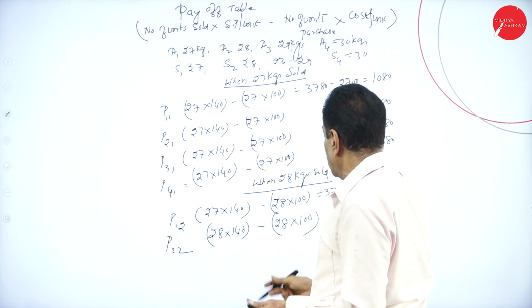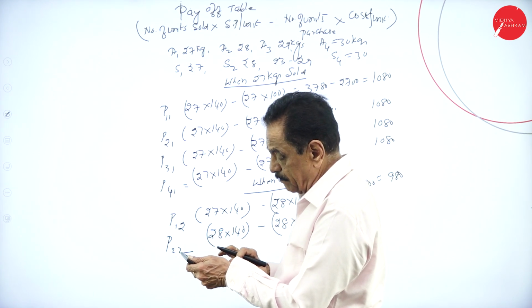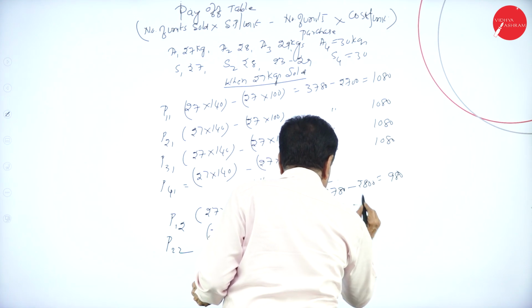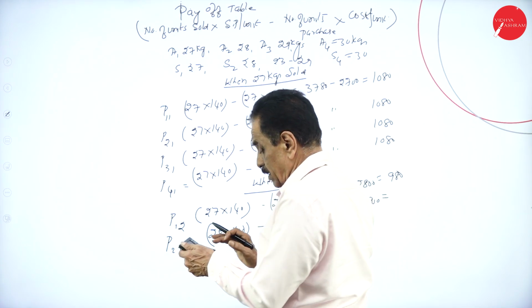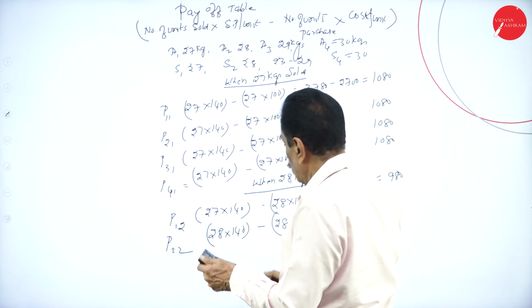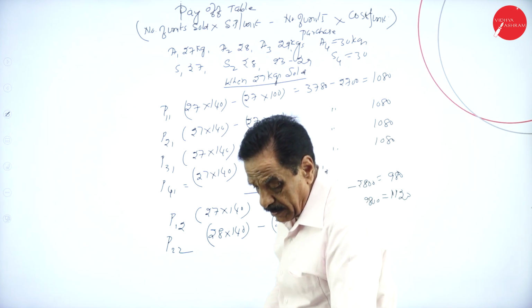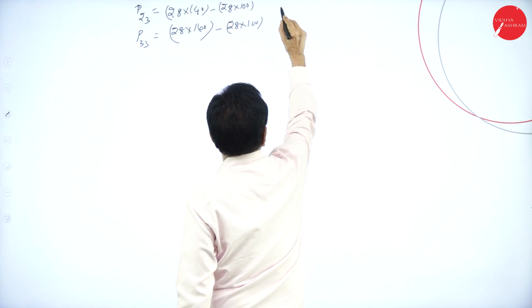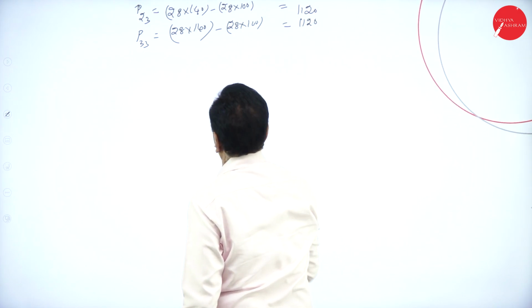Here 28 into 140. 3,920 minus 2,800, 1,120. Next also 1,120. Next also 1,120.